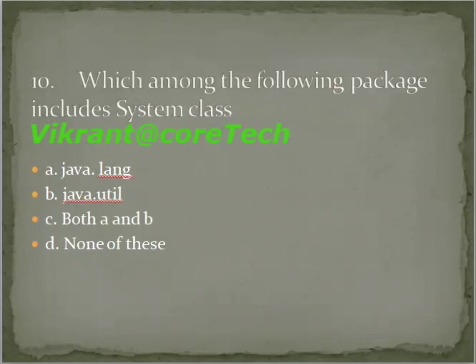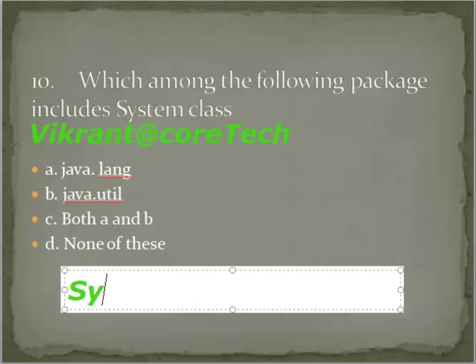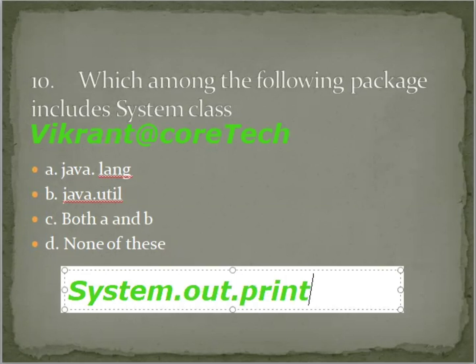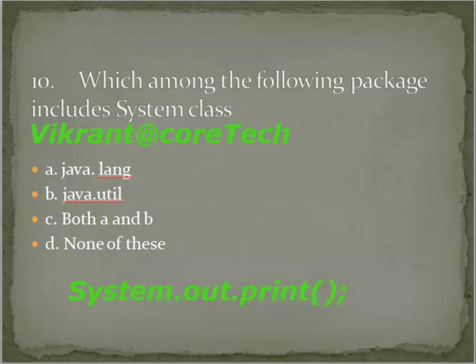Which among the following packages includes the System class? This is System.out.println. If you remember, what do we write? System dot out dot print or println. Let us segregate it one by one. What do we have? System is a class. Out is an object, and print or println are the methods.